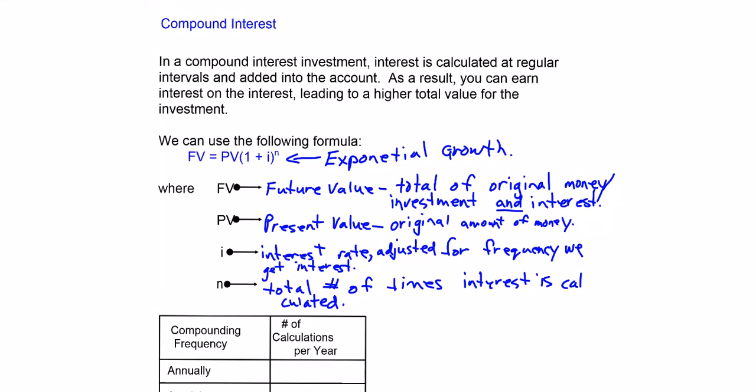Today what we're going to do is talk about compound interest. Compound interest is nothing more than an investment. Interest is calculated at regular intervals and added into the account. As a result, you earn interest on the interest.